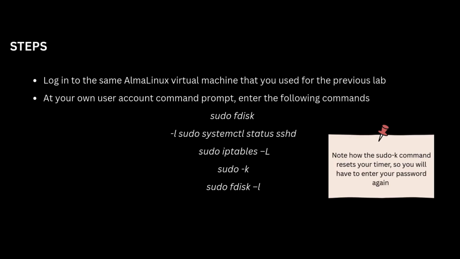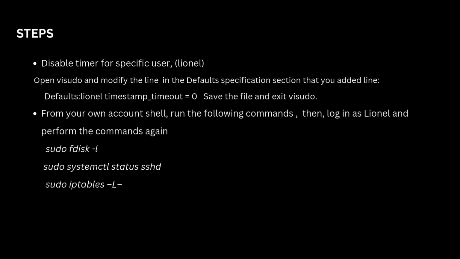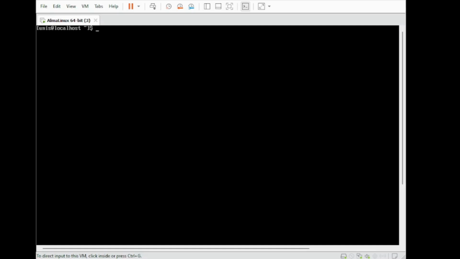So we start by logging into the same ARMA Linux virtual machine that we used for the last lab. And in our own user account, we are going to enter the sudo commands. After that, we are going to disable the sudo timer, and after disabling it, we are going to verify by typing in some sudo commands. Then we are going to disable the sudo timer for a specific user, Lunel, that we created in the last lab. Then we are going to log in as Lunel and perform the commands again.